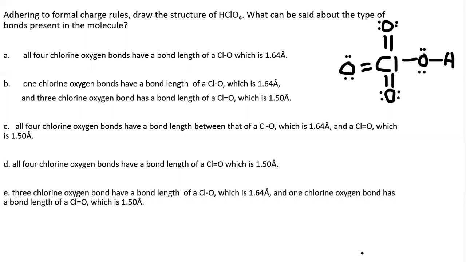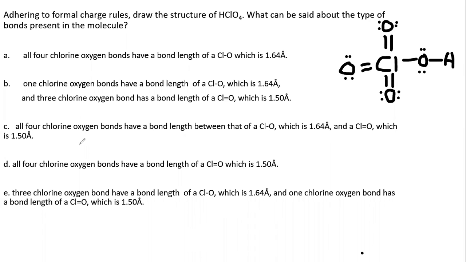So we want to decide what would be a good description of the bonds present here. And so notice now that we have this hydrogen here, we no longer have resonance because this bond cannot flip back and forth because now it's locked into place. So with that said, since there's no longer resonance, then this chlorine oxygen is a single bond, whereas these chlorine oxygens are double bonds.